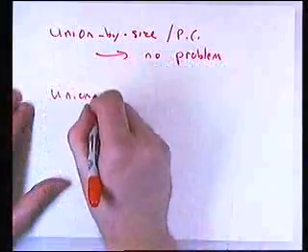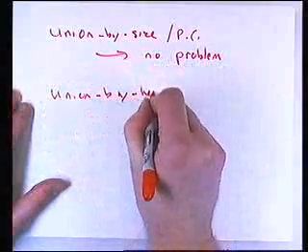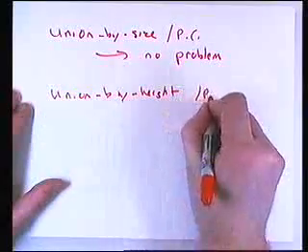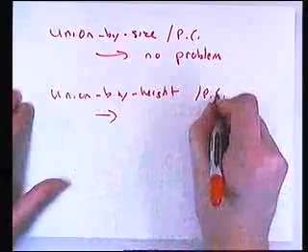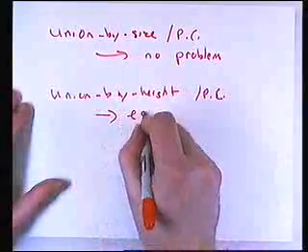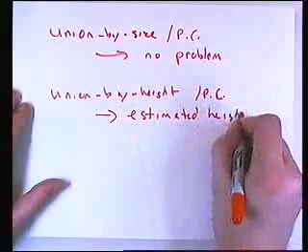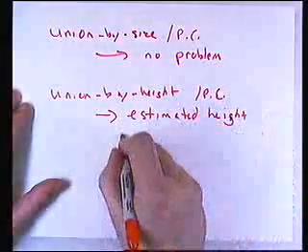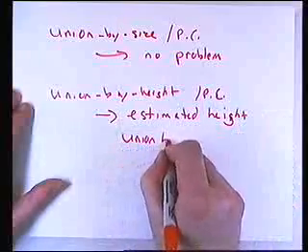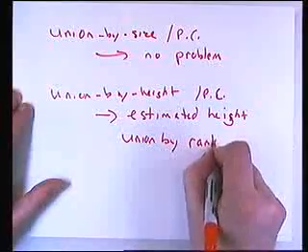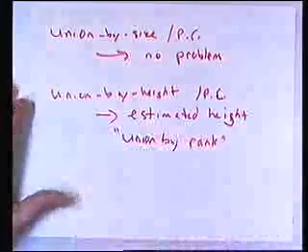If you're using union by height along with path compression, since path compression can mess up the heights of the trees, you now have, in a sense, an estimated height instead of the actual height. This is known as union by rank. I'm not going to require you to remember that term, but that's what this is called.